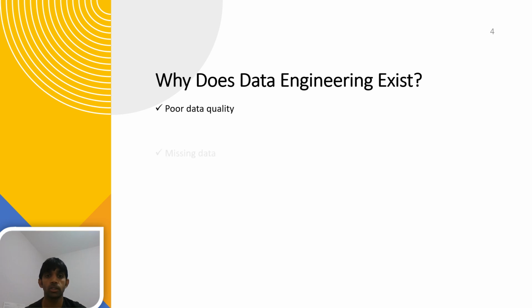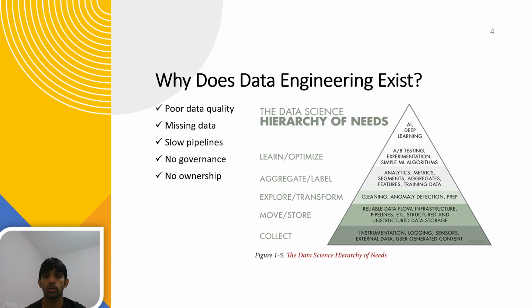So poor data quality, missing data, slow pipelines, no governance, and no ownership. So let's have a look at the hierarchy as well. So there it is. So the learning of the hierarchy. So you collect data, then you explore or transform, aggregate, label, learn and optimize, and then you go for the deep learning.